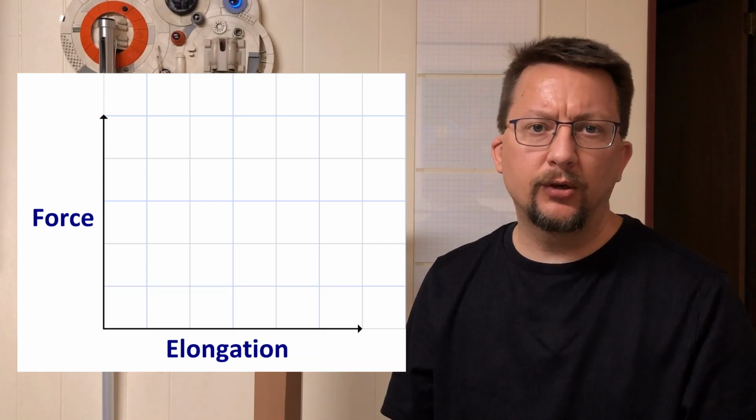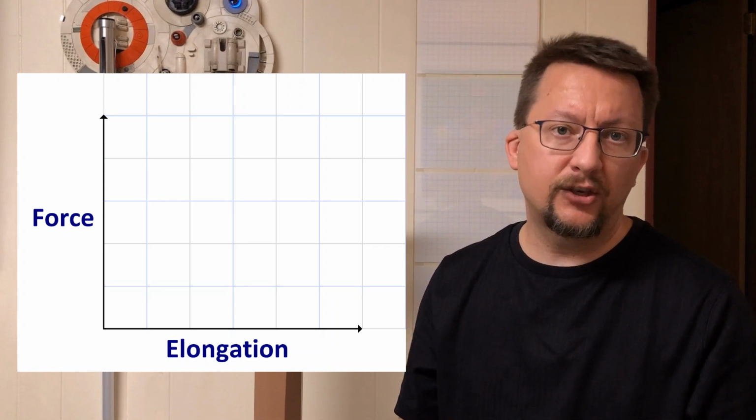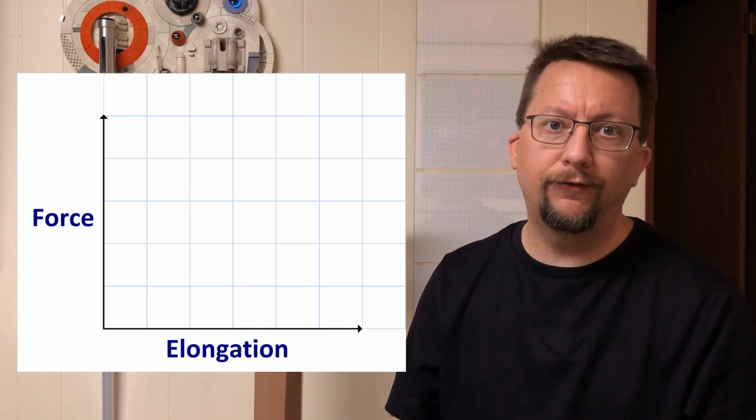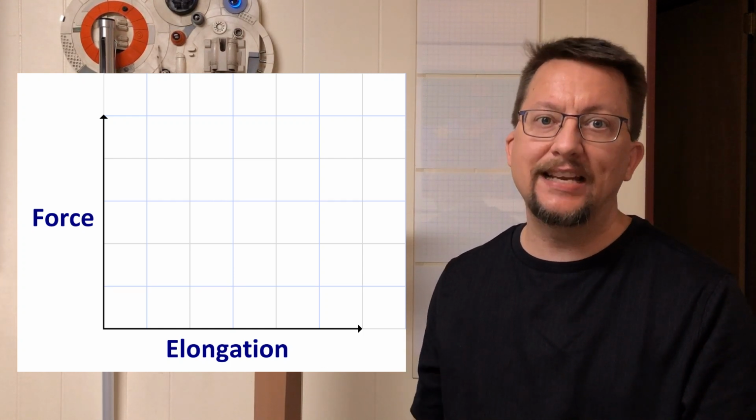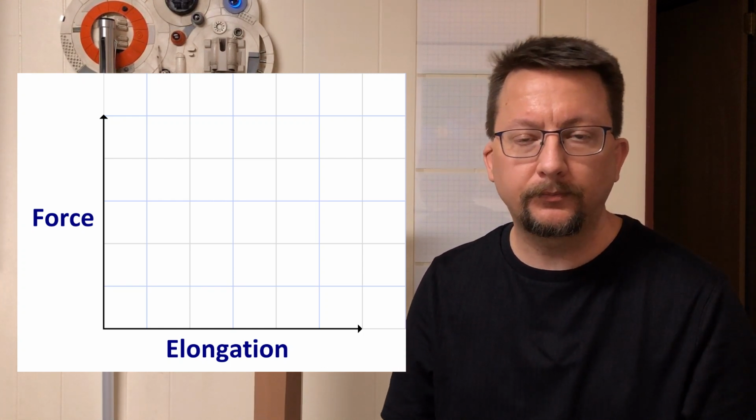Remember earlier I said we were going to learn a lot of things from this one test? Well, the best way to look at all of those things we're learning from the test is to graph it out. So let's look at our graph. We're going to measure the elongation on the bottom axis, and then the force we're applying to get that change in length will be vertical.